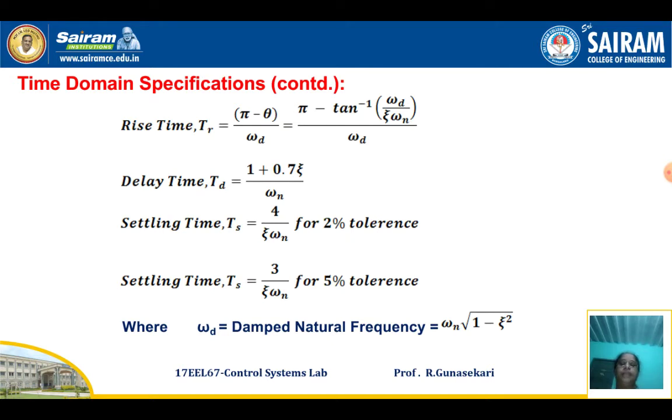Then delay time td equal to 1 plus 0.7 zeta divided by omega n. Settling time Ts equal to 4 divided by zeta omega n for 2% tolerance. For 5% tolerance, settling time Ts equal to 3 divided by zeta omega n. So these are the time domain specifications we use in the program.